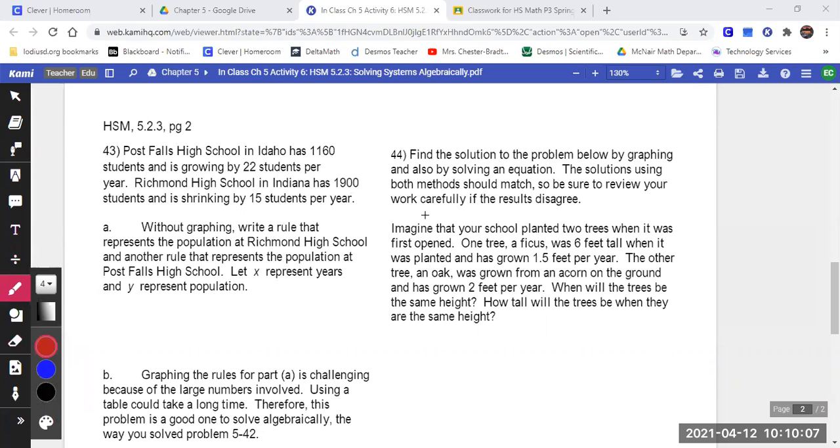Okay, let's see. It says Post Falls High in Idaho has 1,160 students and is growing by 22 per year. There's the information for the first one. It gave us a start, gave us a growth. What letter in our equation stands for start? B. What letter in our equation stands for growth? No. What letter in our format stands for growth?